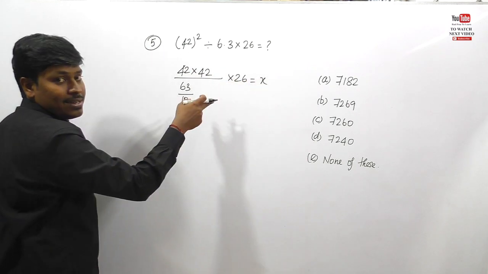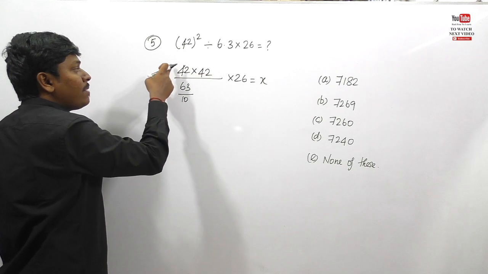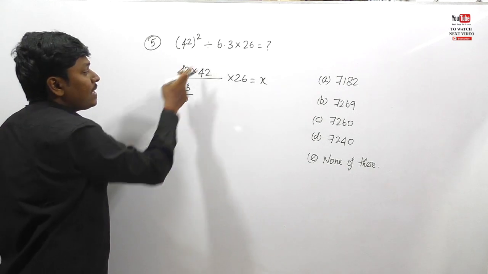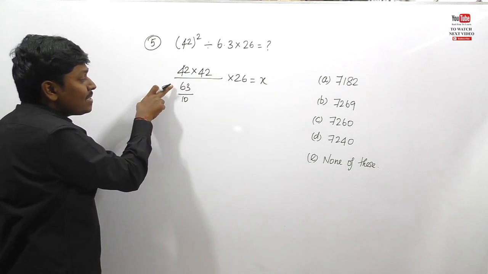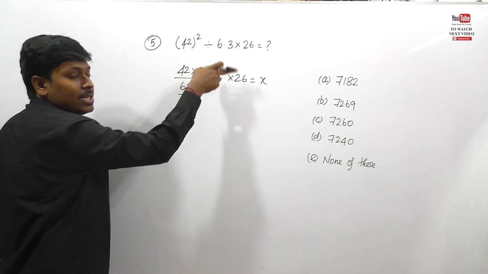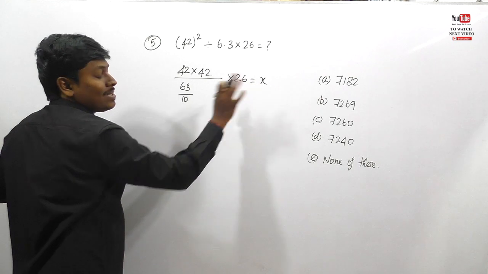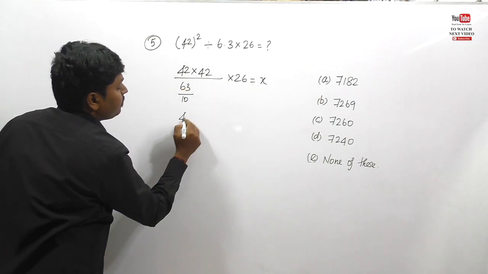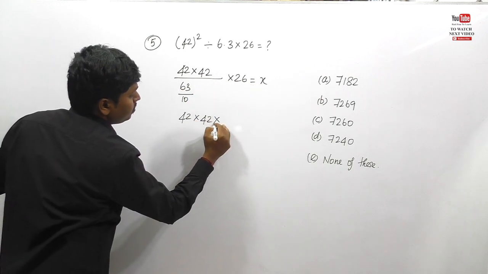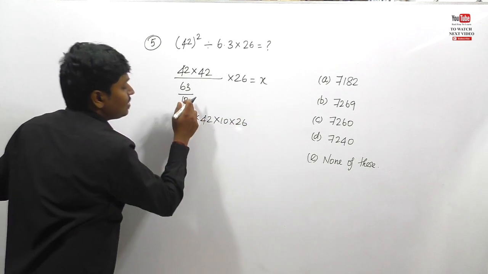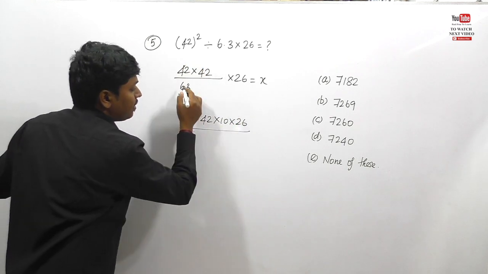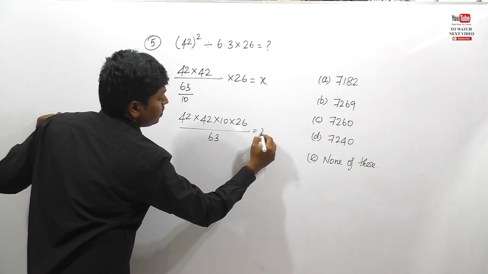Friends, can you understand this step, right? 42 square can be written as 42 into 42, divided by 6.3, which can be written as 63 divided by 10, in order to remove this decimal point. And here it is into 26 is equal to x. So friends, listen carefully, 42 into 42 into 10 into 26, because this 10 goes to the numerator, divided by 63 is equal to x.